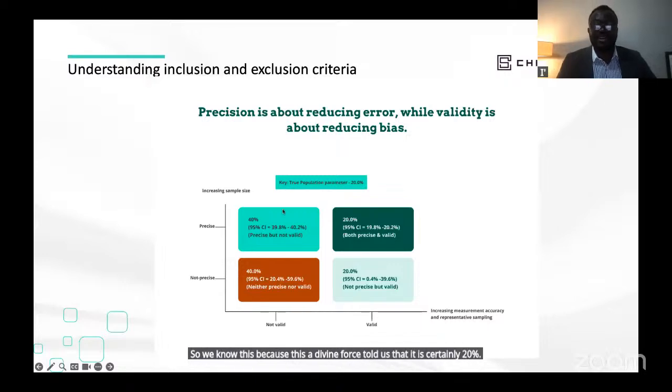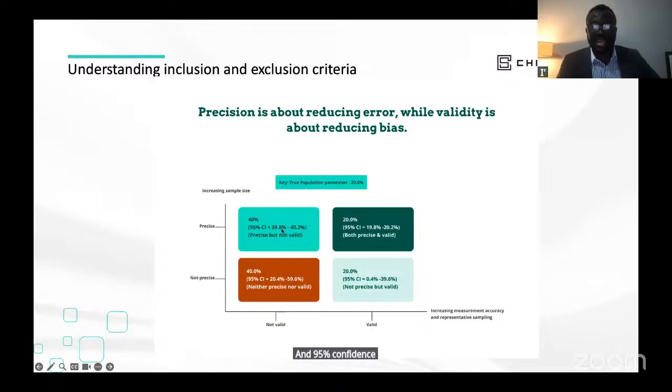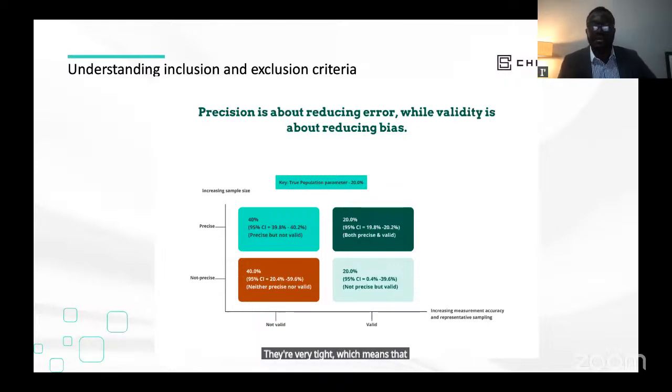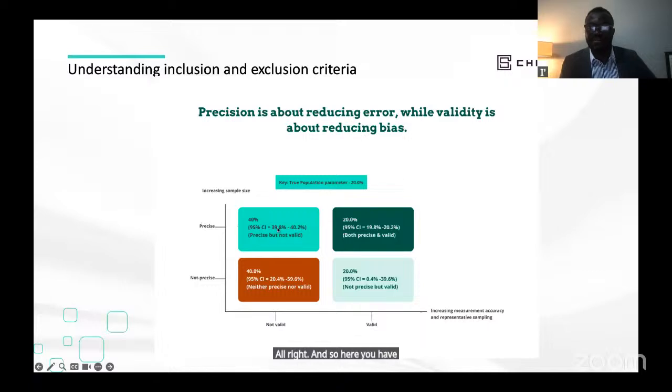So here we got our first estimate. We took a first sample, and from that sample, we got a point estimate of 40%, and the 95% confidence intervals are 39.8 to 40.2. So if you look at the confidence intervals, they're very narrow. They're very tight, which means that they're very precise. But 40 is not the same as 20, all right? And so here you have a case where you have high precision, but it's precise but not valid.